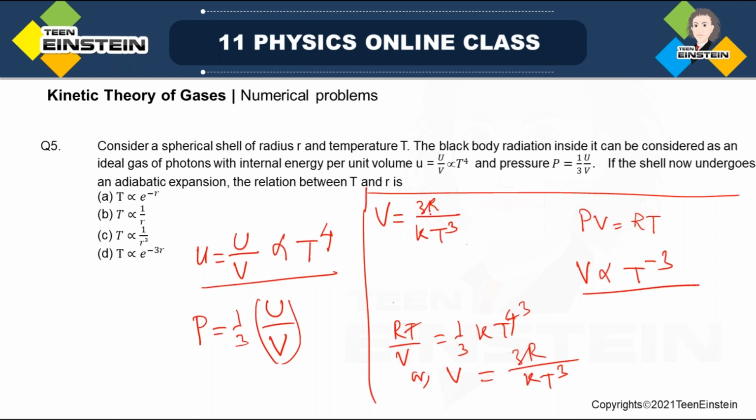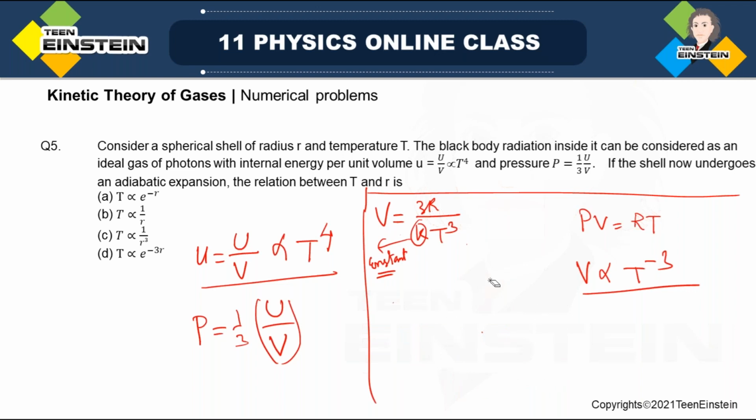This is not the Boltzmann's constant. Otherwise, there would be some simplification done with this R. This is a constant term. So this can be seen like this. You have to find out the relation between V and T.